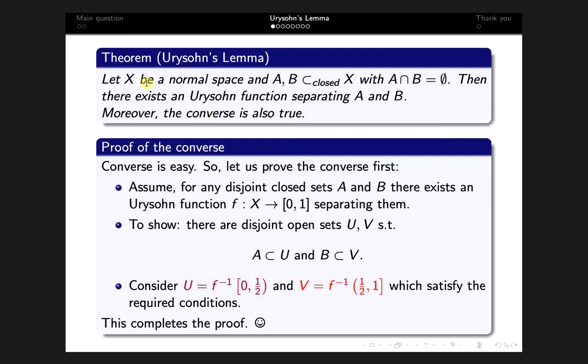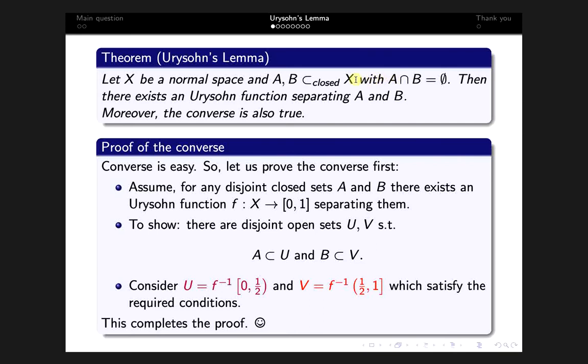Here is the statement. Let X be a normal topological space and A, B disjoint closed subsets of X. So they are closed subsets of X and they are disjoint, so their intersection, A intersection B, is equal to the empty set. This is the setting. This is the hypothesis: X is a normal space and A, B are disjoint closed subsets of X.